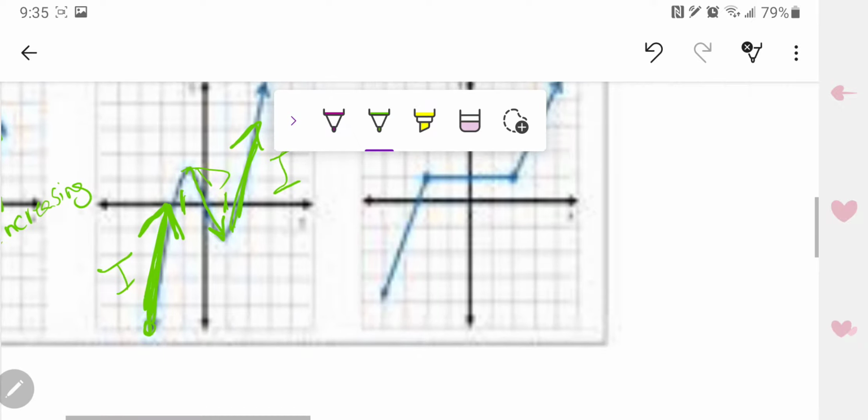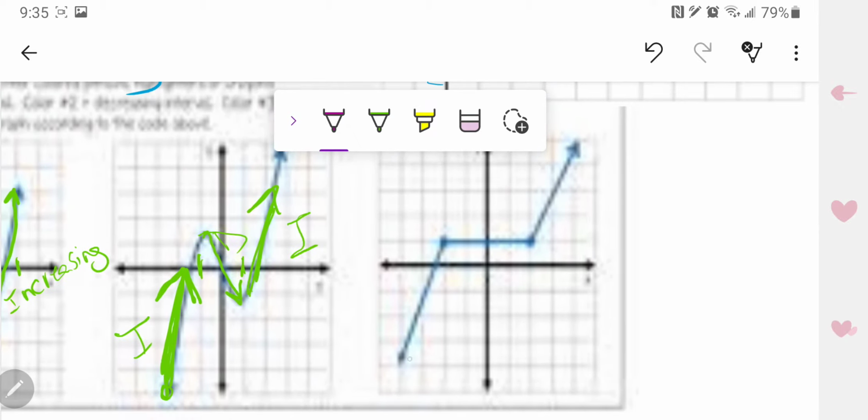Okay, let's start with the easy pieces. On this side, from -4 to -2, what is the graph doing? Starting on the left, it's increasing. From 2 on, so 2 up, what is it doing? It's increasing. And then what is the graph doing between -2 and 2? Well, it's flat. If it's flat, that means that it's constant. It's the same, constant.